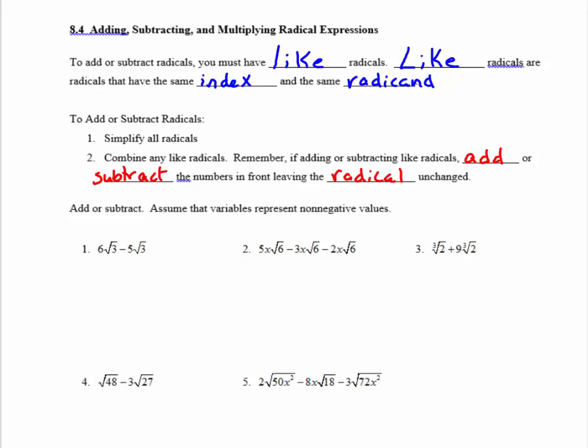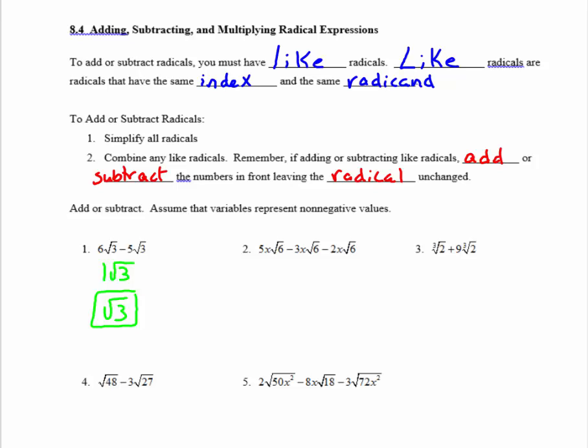So number 1, 6 times the square root of 3 minus 5 times the square root of 3. First thing we do is try and simplify the radicals. Nothing can come out. Then we look to see if we have like radicals. Well, they both have the square root of 3, so we're able to subtract the numbers in front. So 6 minus 5 is 1, and we get 1 square root of 3. The 1 is understood to be there, so we'll just write square root of 3.